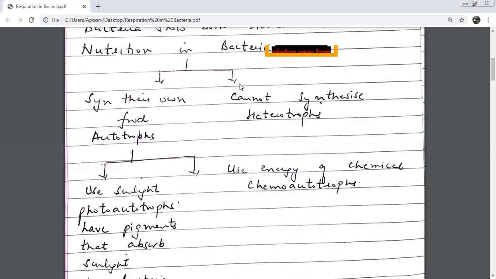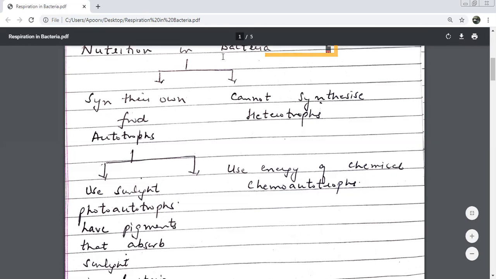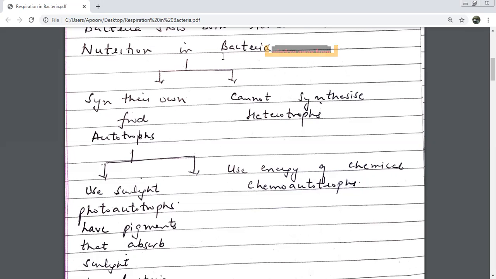Plants are just an example. Those which can prepare their own food with the help of sunlight, those autotrophs are called photoautotrophs. They have some special pigments which can absorb sunlight. However, there is another category of autotrophs. They do not require sunlight, but they can prepare their food with the help of the energy of certain chemicals. They are known as chemoautotrophs. So autotrophs are of two categories, photoautotrophs and chemoautotrophs.